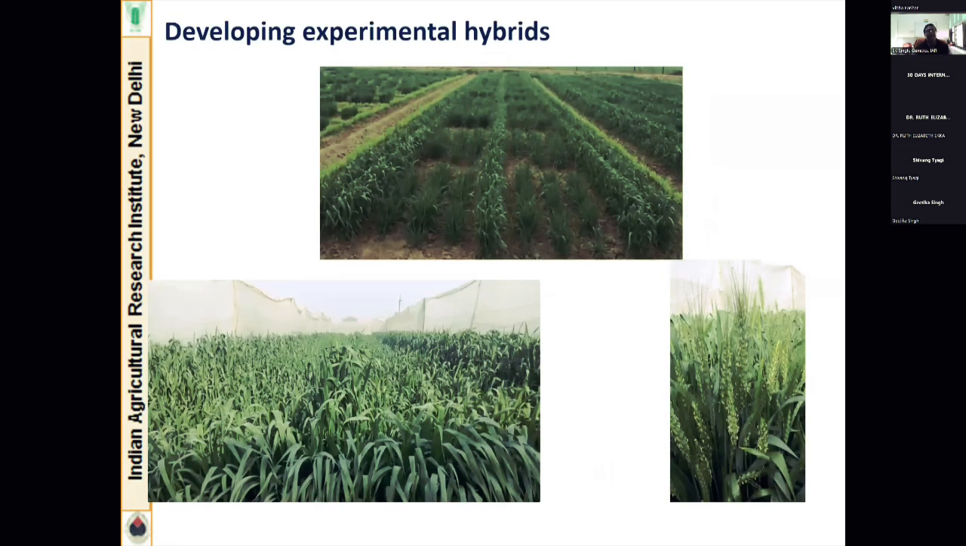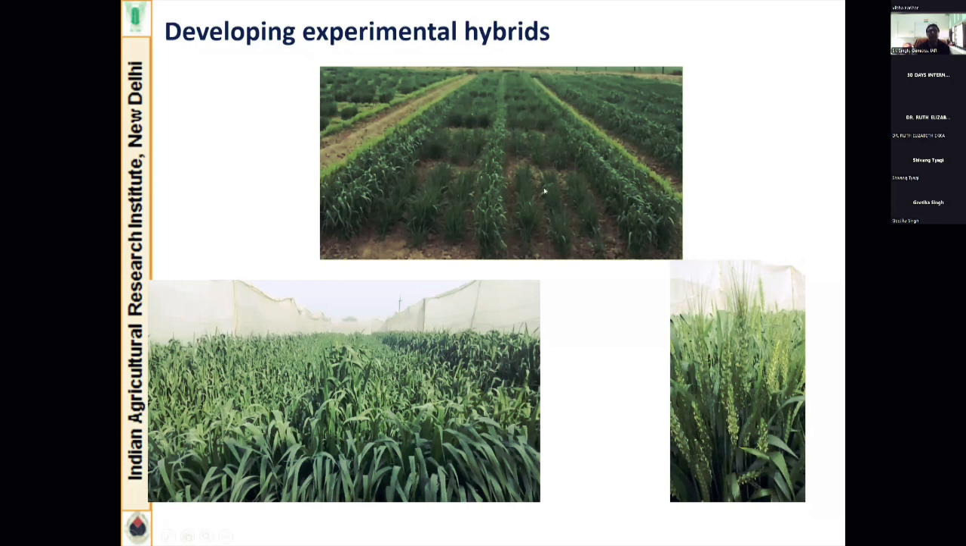This is the system for development of experimental hybrids. In this, you can see the light green borders of oat as a separator. In between, there are 2 rows on the side that are the restorer lines, and 1 row in between. And the three lines in between are the different male sterile lines. So the seed harvested at these male sterile lines will be hybrid.